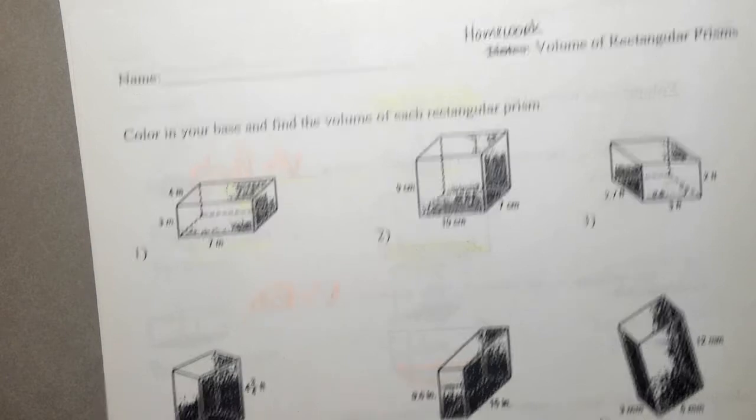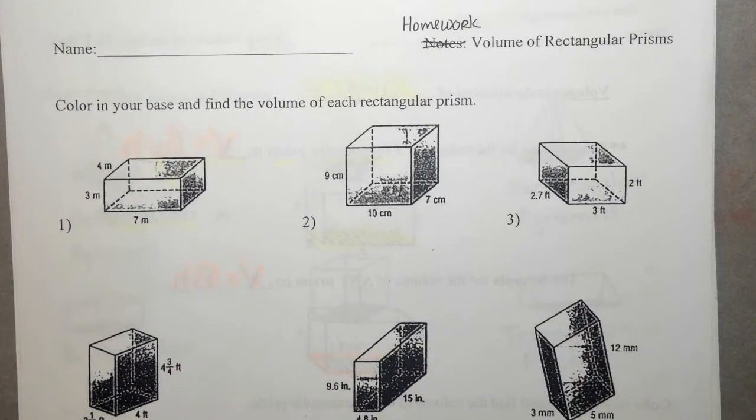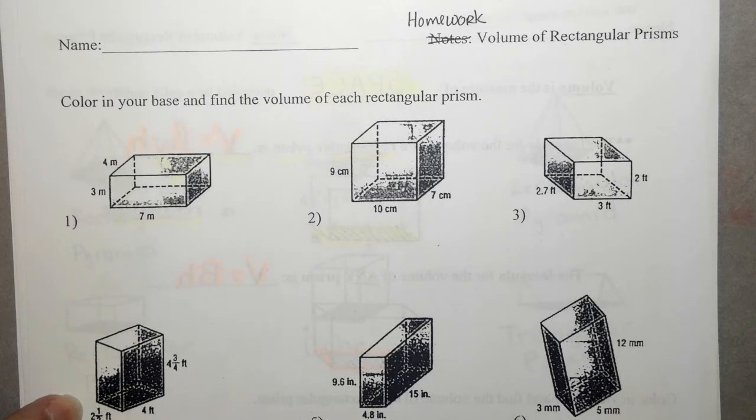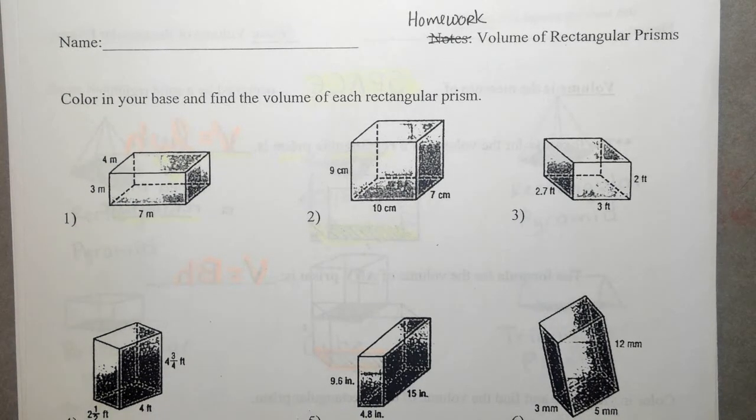So, on the back here, what you're going to do is you're going to color in your base and find the volume of each rectangular prism.